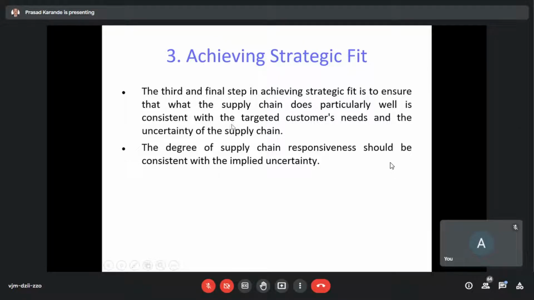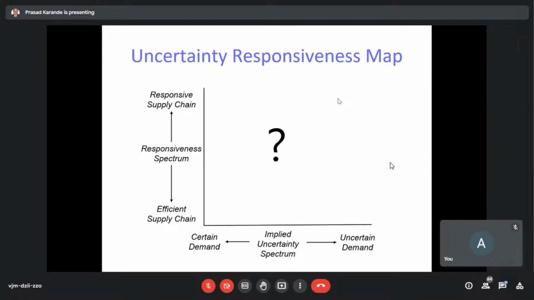And the third and final stage in achieving strategic fit is to ensure that what the supply chain does particularly well is consistent with the targeted customers' needs and the uncertainty of the supply chain. So this is what is required. In order to achieve the strategic fit, we have to see the changing demands, and accordingly we have to change the supply chain strategies. Now this is the uncertainty responsiveness map.